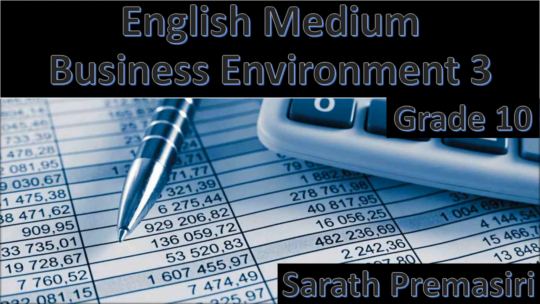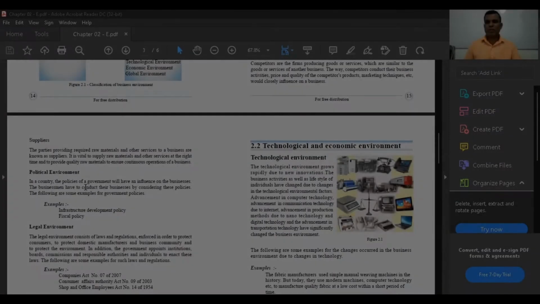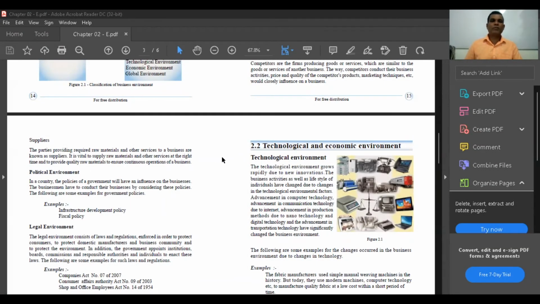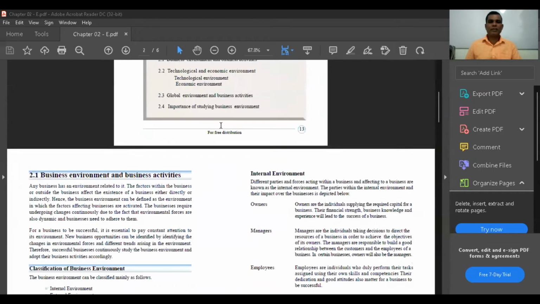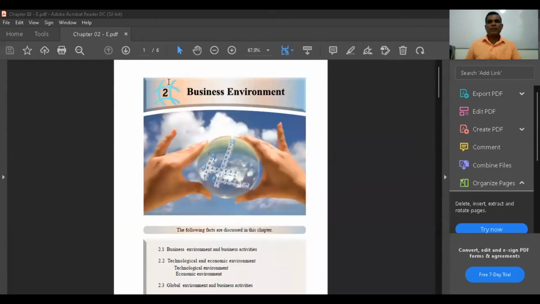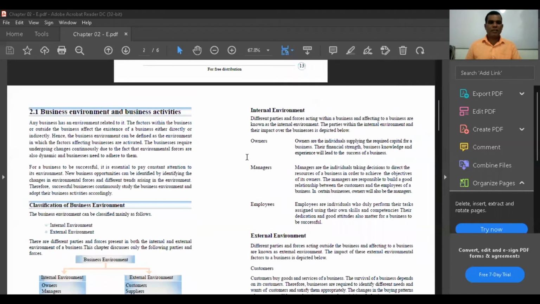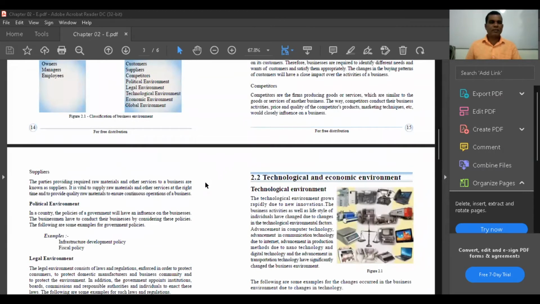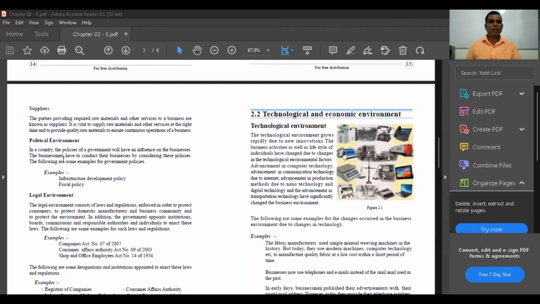Right. Now we have already discussed the political environment. Our topic now is the competency to business environment. We have discussed two macro environmental factors. The first one is the political environment. The other one is the legal environment.